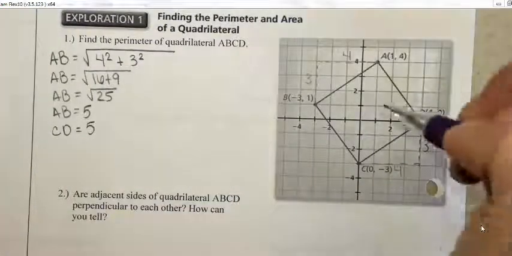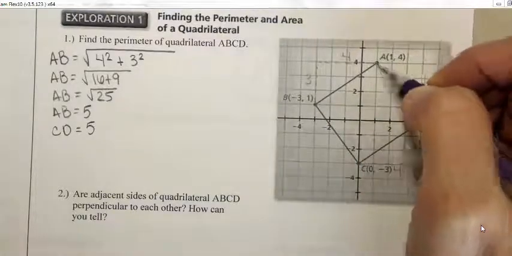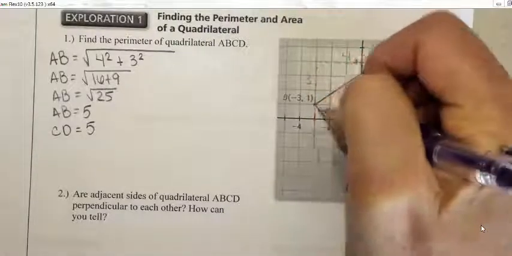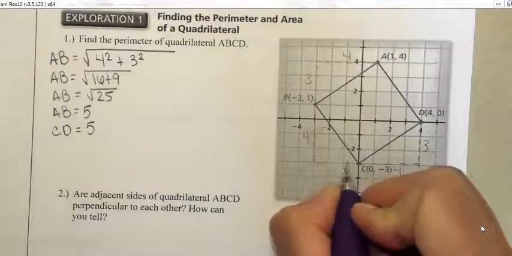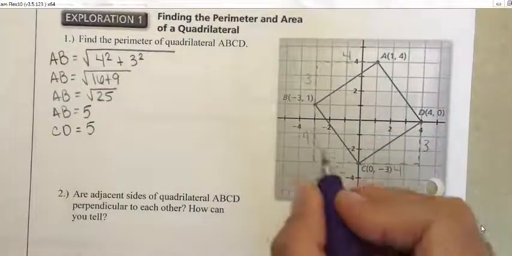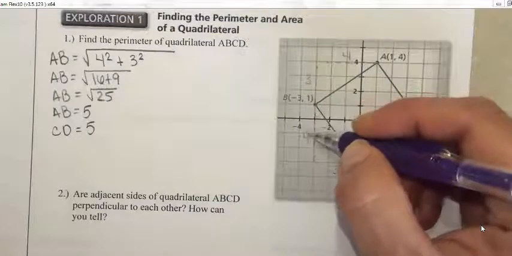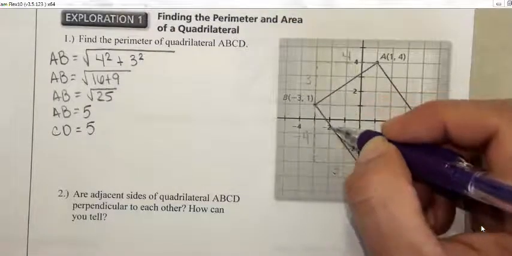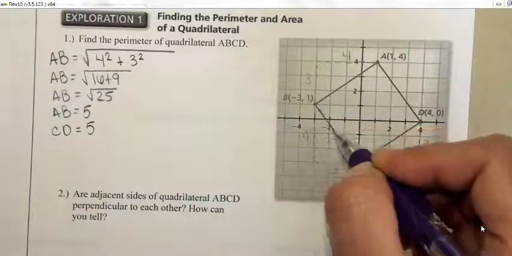All right, let's compare the slopes now for BC and AD. So let's see. There's a rise of 1, 2, 3, 4. There's a run of 3. Now this is a negative slope because I went down 4, right? So it's a negative 4/3. So there's a rise of negative 4 because I went down. This is also, if you just look at this line from left to right, if you were standing up here, you could roll down the hill.